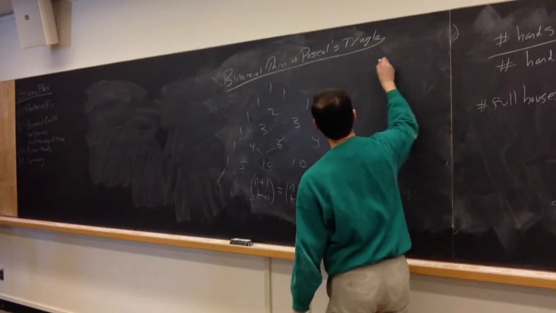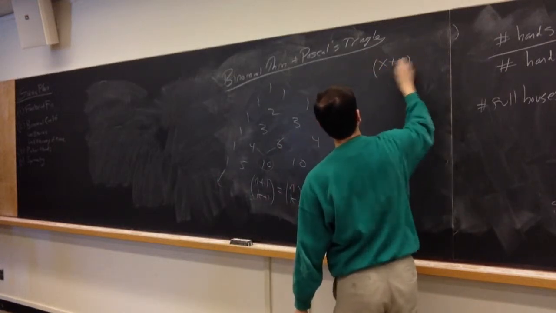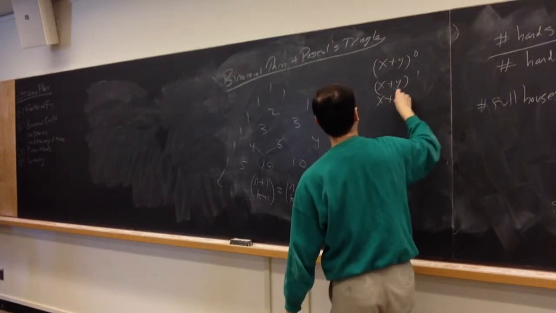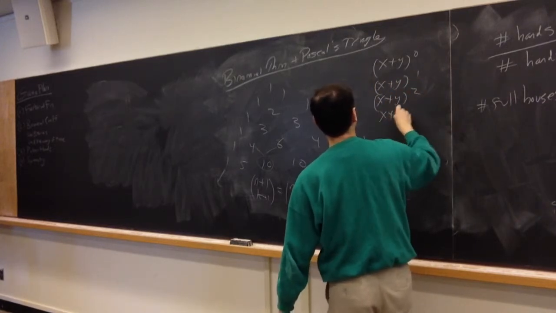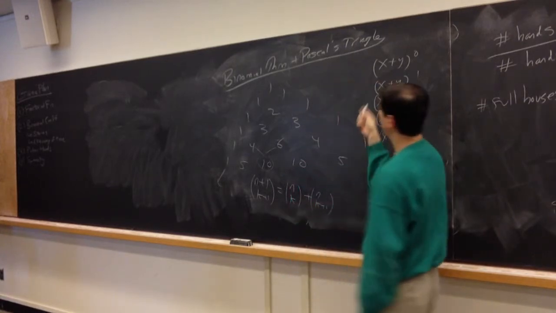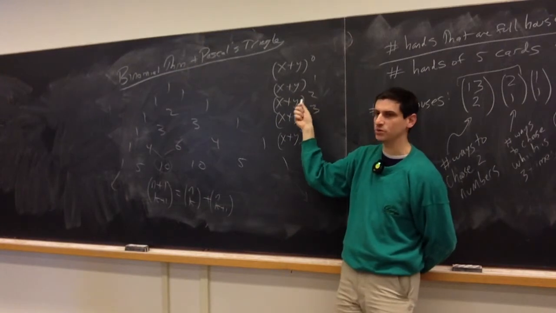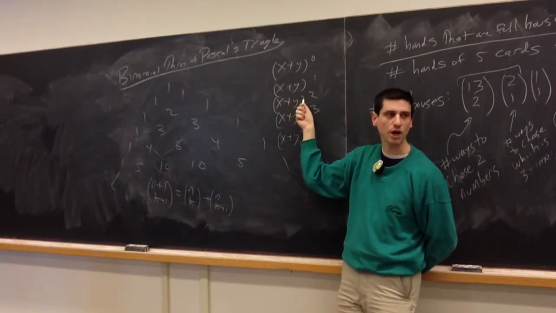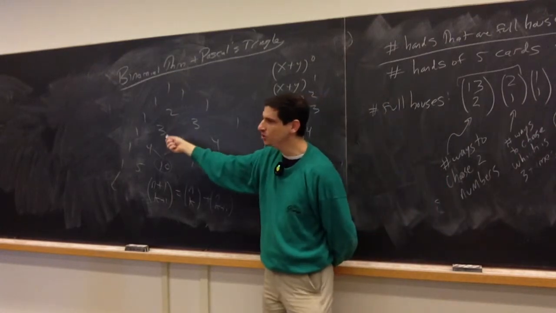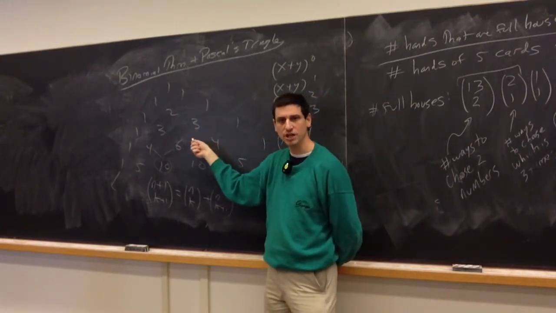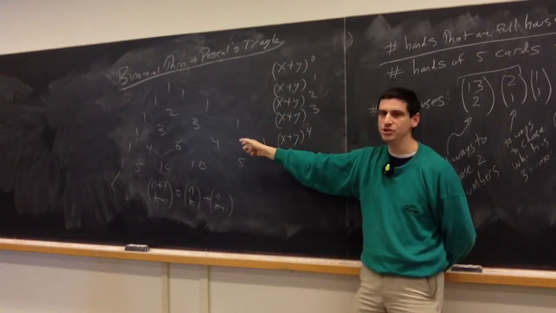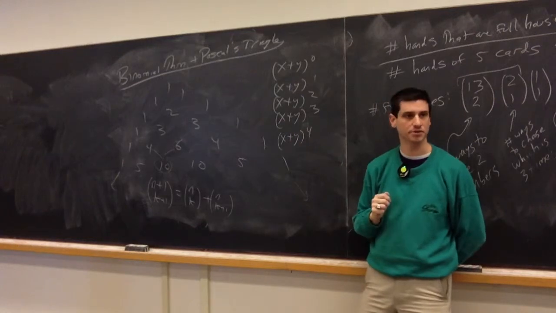This corresponds to x plus y to the 0, x plus y to the 1, x plus y squared, x plus y cubed, x plus y to the fourth. And what I mean is if you expand out x plus y squared, you get x squared plus 2xy plus y squared. If you expand out x plus y cubed, you get x cubed plus 3x squared y plus 3xy squared plus y cubed. These are the coefficients you get when you expand out these numbers.